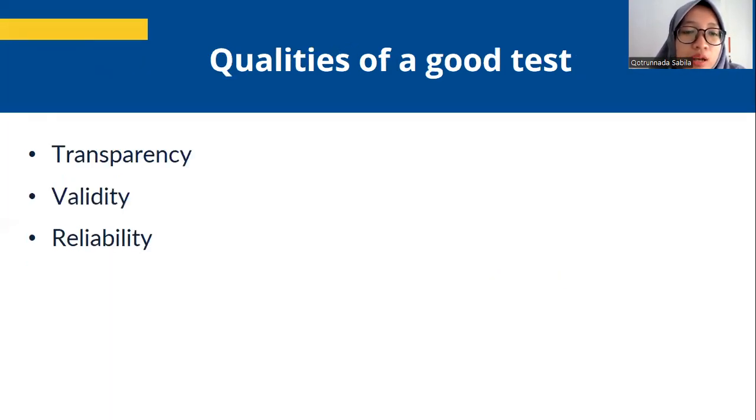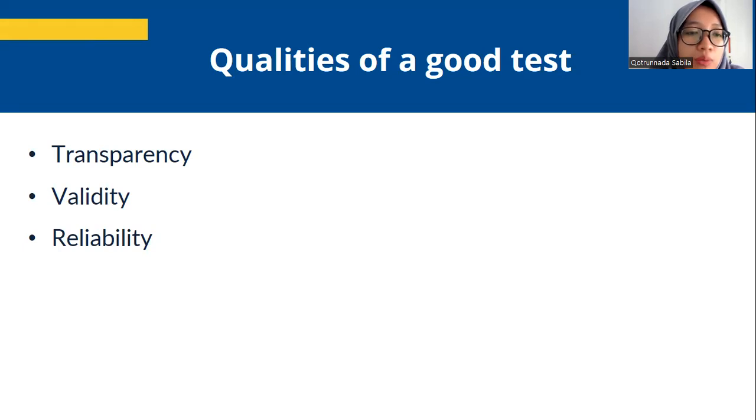And then qualities of a good test. The test needs to have three essential characteristics. First is transparency, and this means that anyone concerned with the test should have access to a clear statement about what the test is supposed to measure. And then validity. A test is valid if it tests what it is supposed to test. It will only be valid if the test offers as accurate as possible a picture of the skills or ability it is supposed to measure.